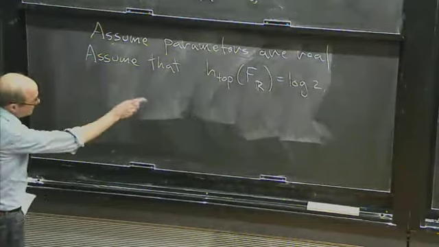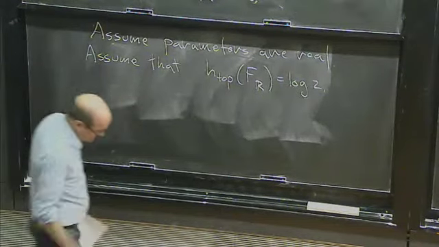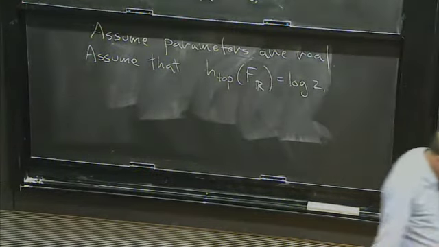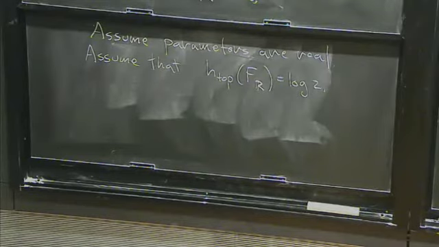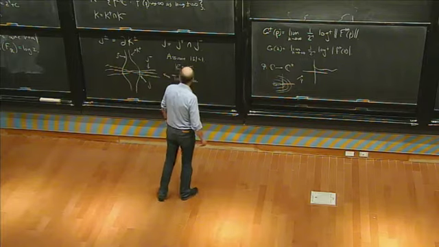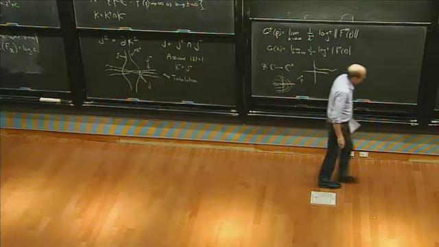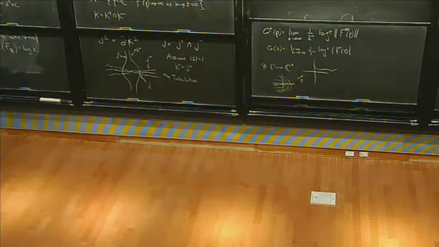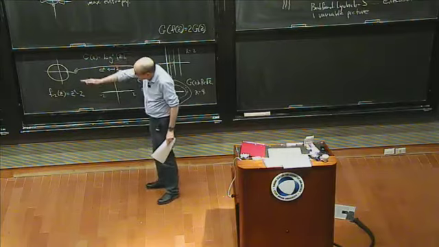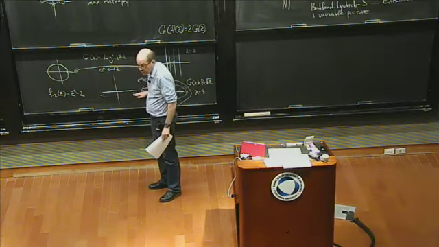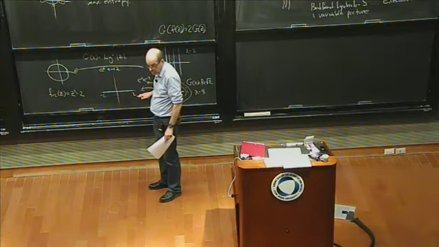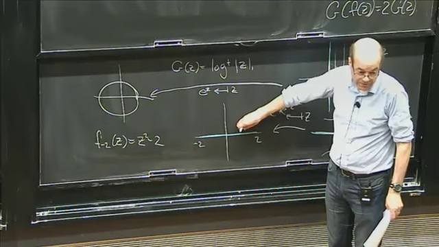Let me just, if we look at the one variable setting, then to say that the Julia set, which is a priori a subset of C, is actually real, one of the examples here would be this Chebyshev example.